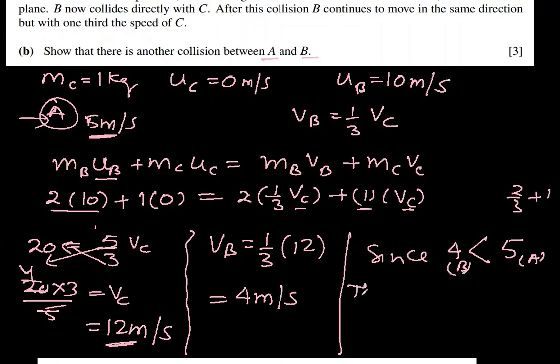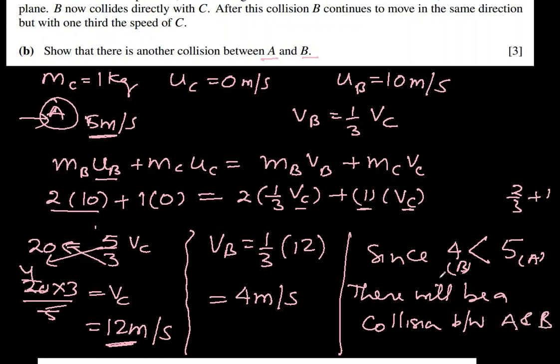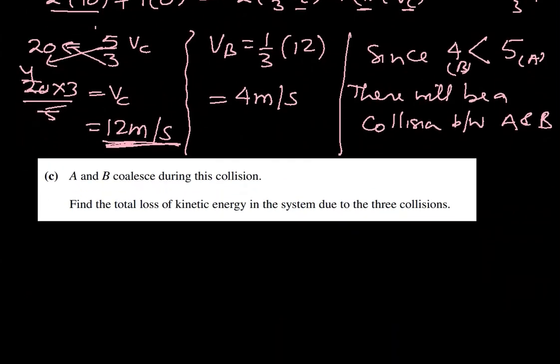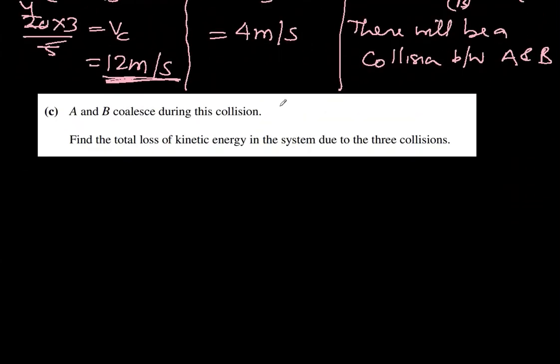Okay, there will be a collision between A and B. C is very fast, 12 meters per second. It will not be part of that collision. All right. A and B coalesce. During the collision, they become one body. Find the total loss of kinetic energy in the system due to these three collisions.